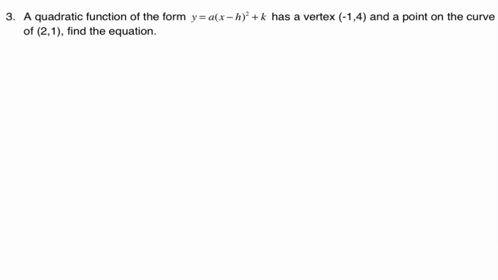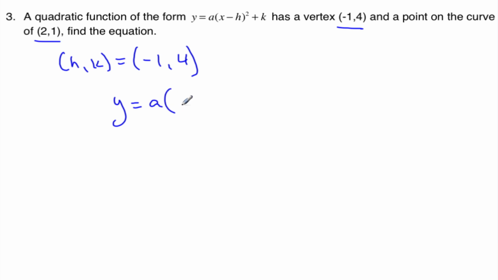One more example. We have the function in this form, and we wish to find the equation when this is the vertex and this is a point on the curve. Well, the vertex tells me right away, in general form the vertex is (h, k), so my vertex must be (-1, 4). I can plug that in. So I get y equals a(x, careful with my signs, negative negative makes a positive, x + 1) squared plus 4.